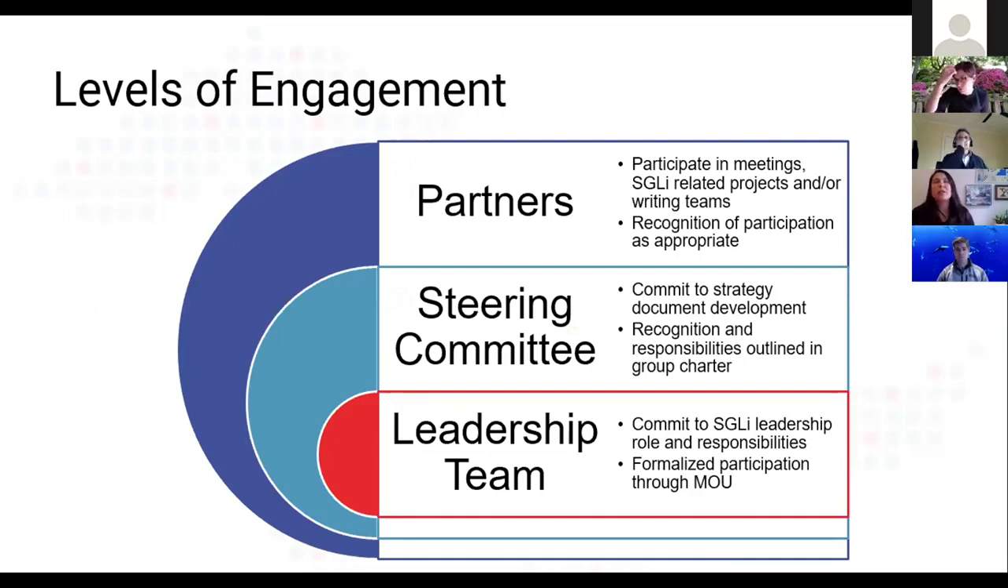but I just want to also highlight that we see that there can be multiple levels of engagement for people, whether you're a general partner who's participating in meetings, workshops, projects, or writing teams. Perhaps a next level of commitment would be a steering committee level, which would include committing to help with the development of the strategy document, which I'm going to talk about, and really serving as advisors to the Smart Great Lakes Initiative to help us prioritize our activities moving forward.